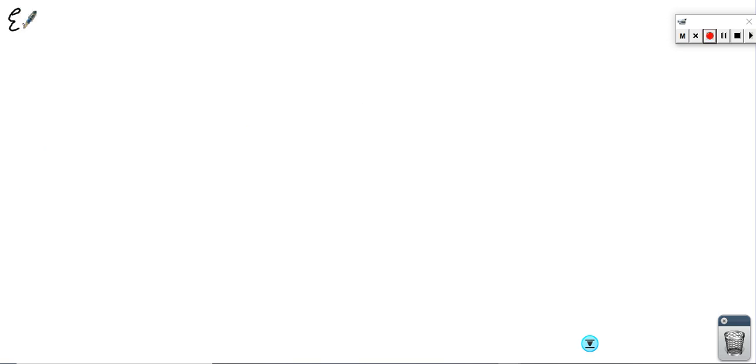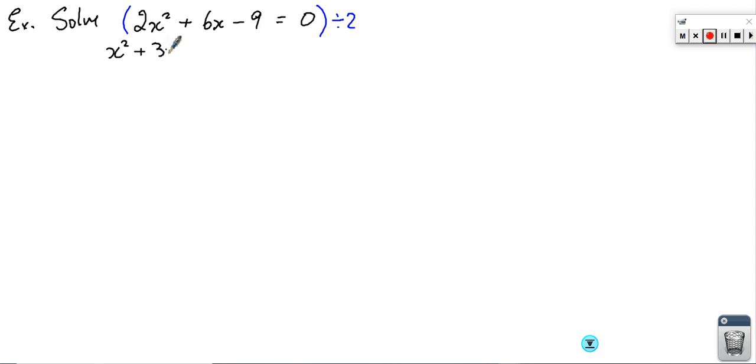So example number 1, solve using the method of perfect squares: 2x squared plus 6x minus 9 is equal to 0. I'm going to start by solving that equation. The coefficient of x squared is 2, so the first step I am going to divide the whole equation by 2. The first step, divide by the coefficient of x squared. So I get x squared plus 3x minus 9 on 2 is equal to 0.